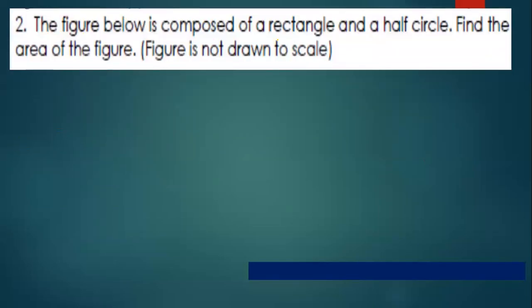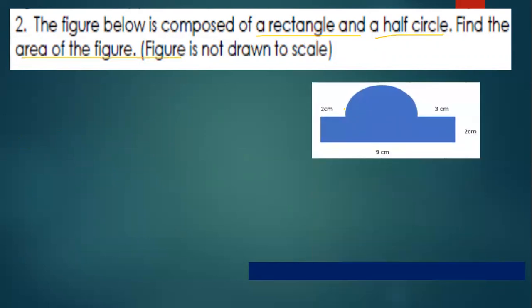Okay. The figure below is composed of rectangle. So meron tayong rectangle and half circle. Okay. Find the area of the figure. Saan kaya yun? So merong rectangle, ito, sa baba. Tapos, merong half circle. So alamin natin kung ano ang area ng figure na yan, ng kabuuan.